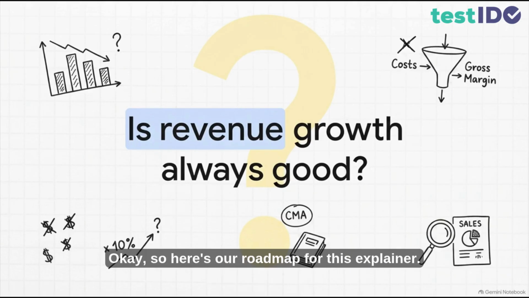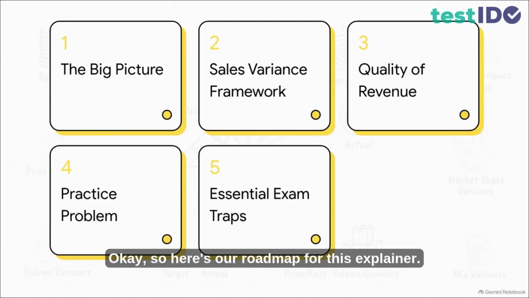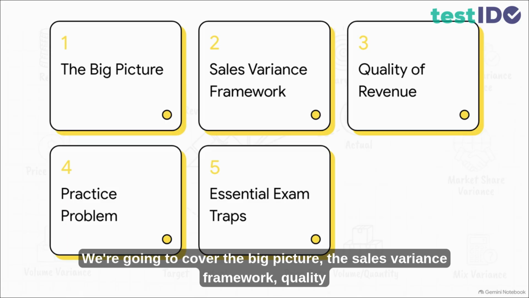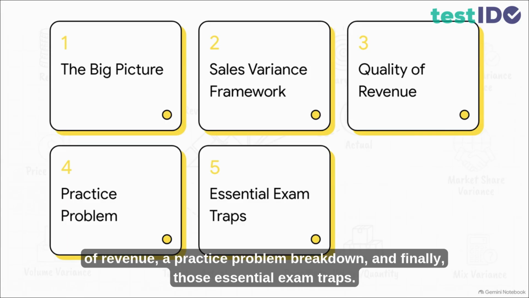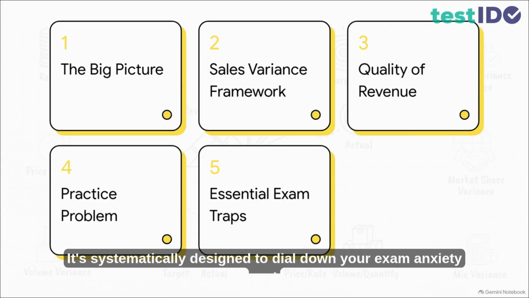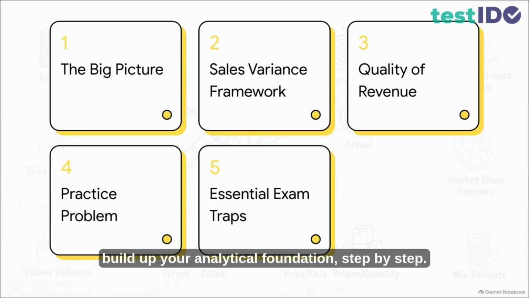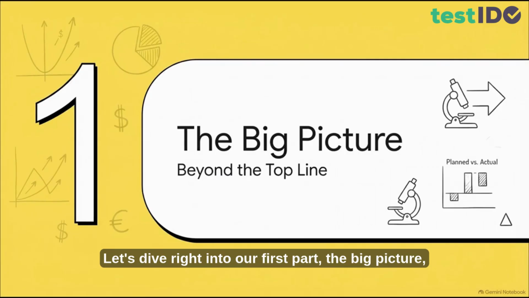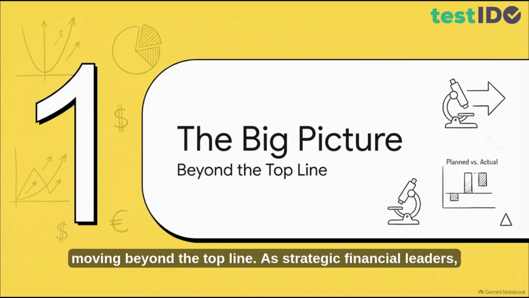Okay, so here's our roadmap for this explainer. We're going to cover the big picture, the sales variance framework, quality of revenue, a practice problem breakdown, and finally, those essential exam traps. It's systematically designed to dial down your exam anxiety and build up your analytical foundation, step by step. Let's dive right into our first part, the big picture, moving beyond the top line.